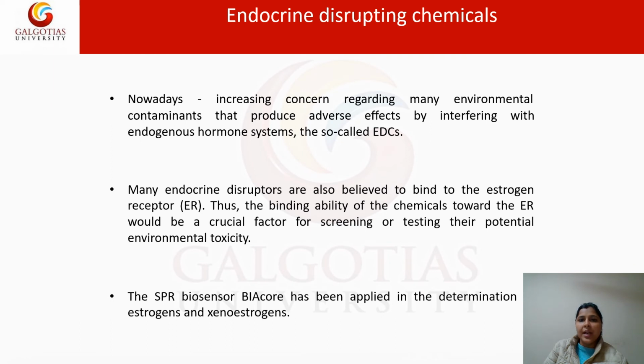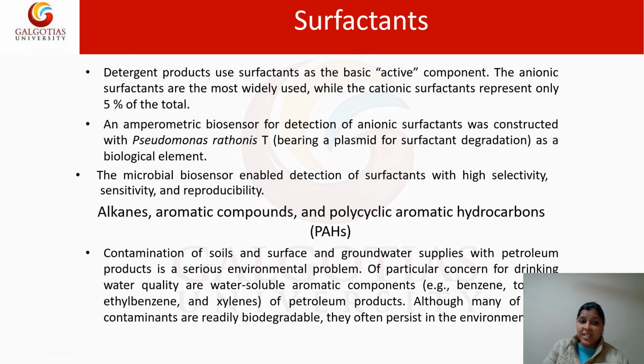Next one is endocrine disruptive chemicals. These chemicals are also affecting the environment and contaminating it. For this, we are using SPR biosensors, BioCare. They have been used in the determination of estrogen and xenoestrogens. Next one is surfactants.